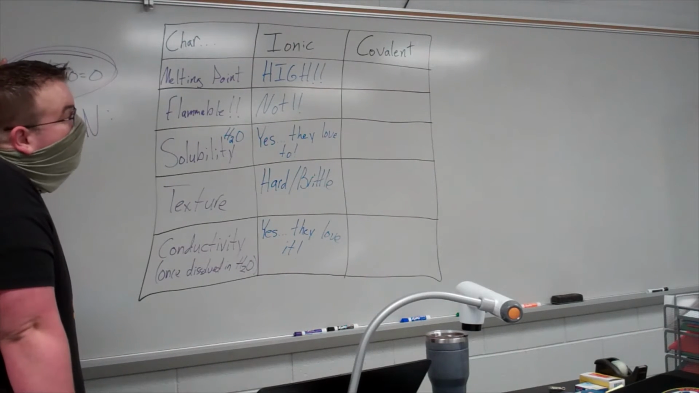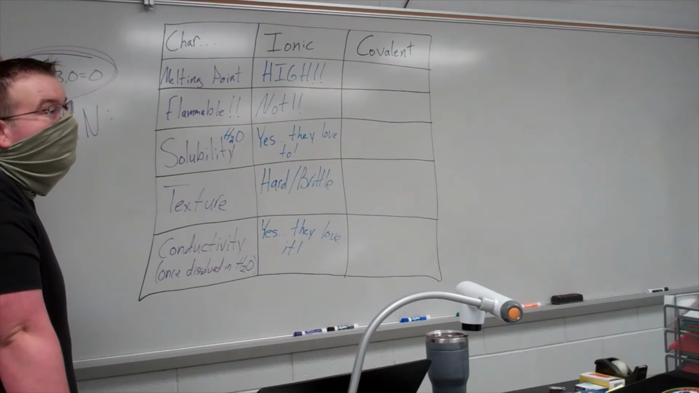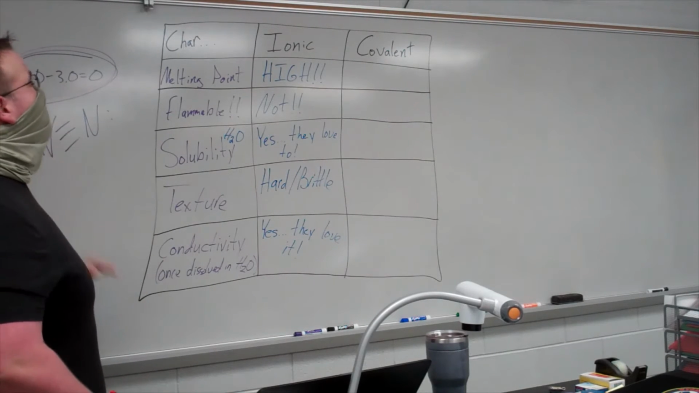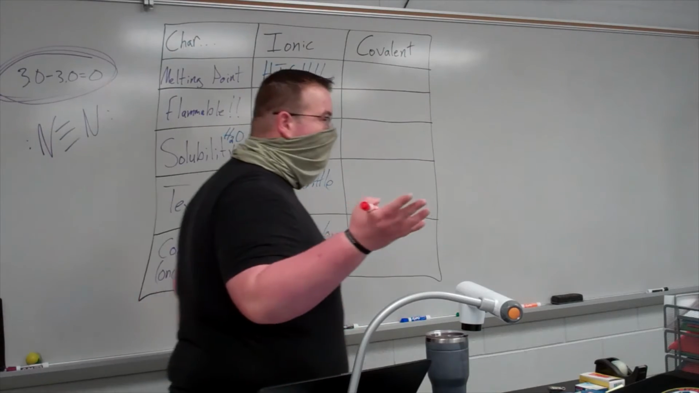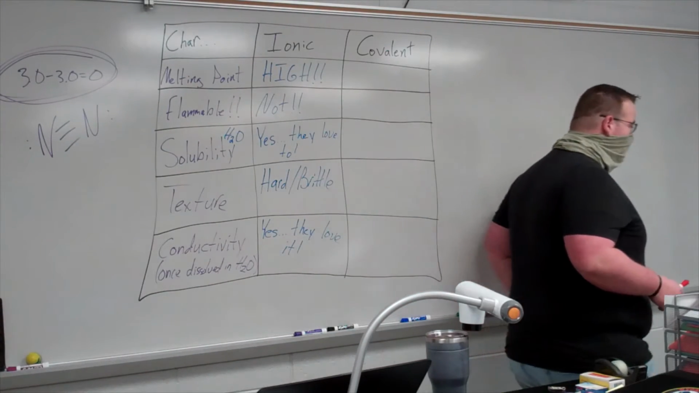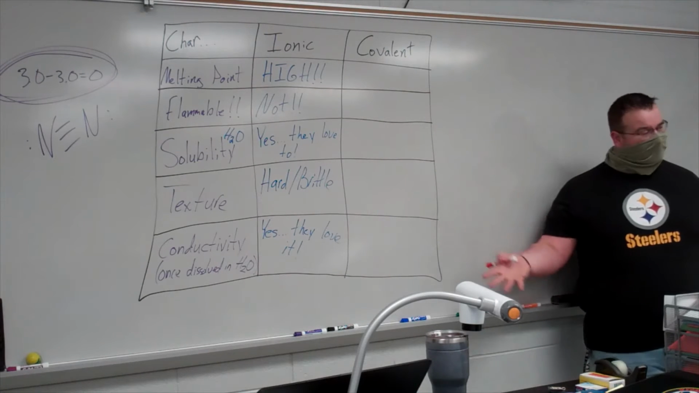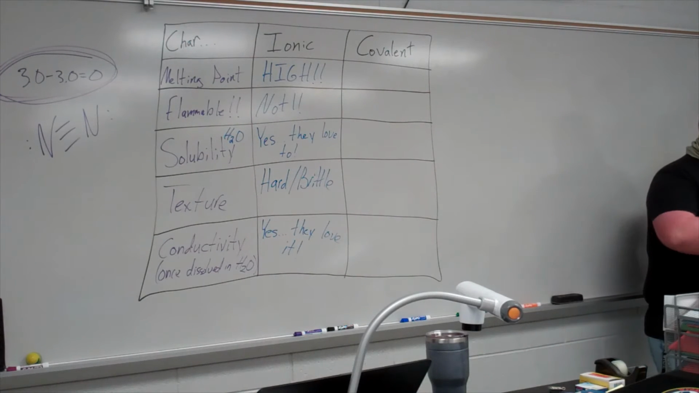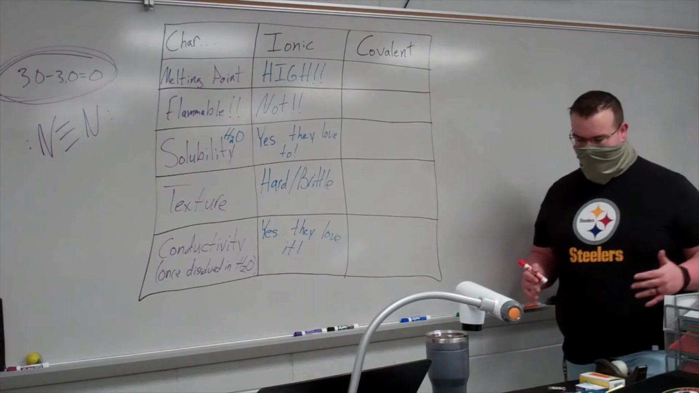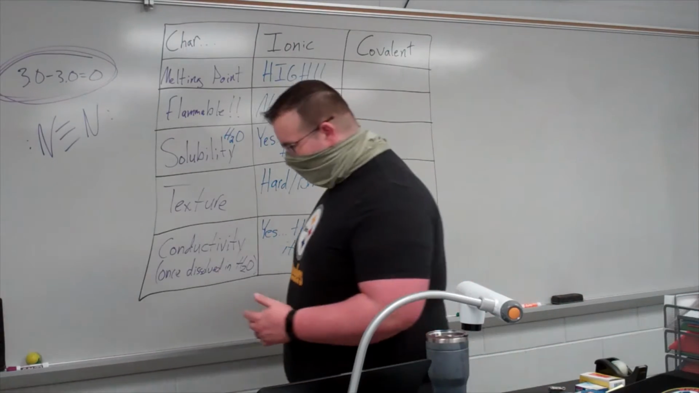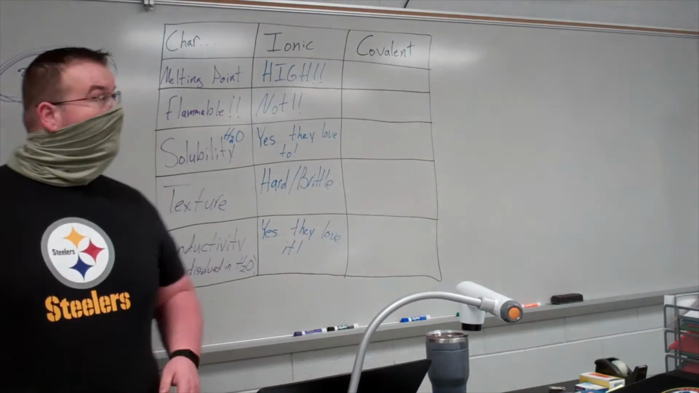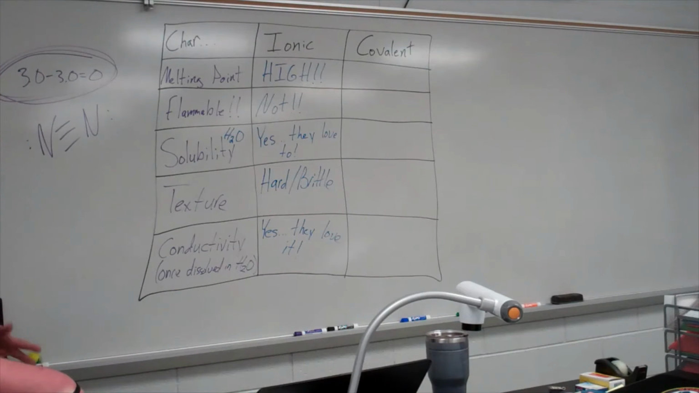Subtract the electronegativity. The difference in electronegativity. Y'all doing wonderful today. Now wake up. So in this, we find the difference in electronegativity. That's how you tell the difference between nonpolar and polar. Got it? Okay. So let's talk about characteristics of covalent compounds.